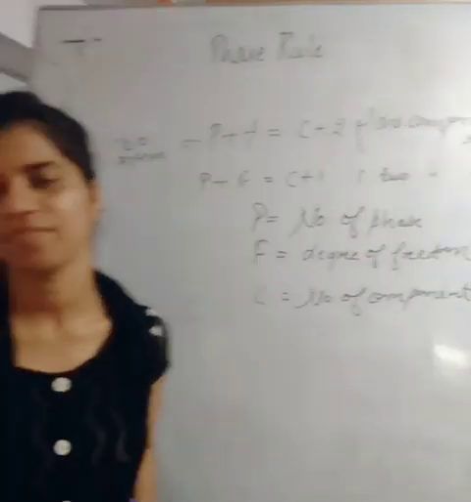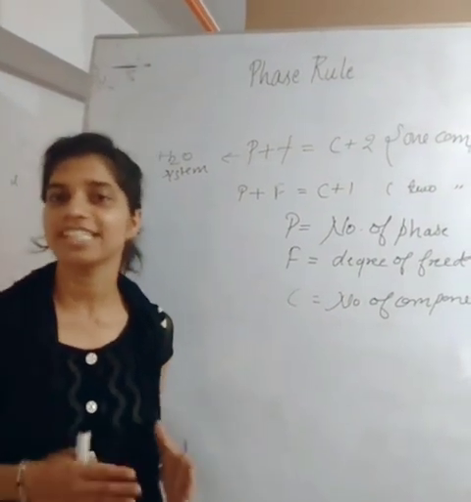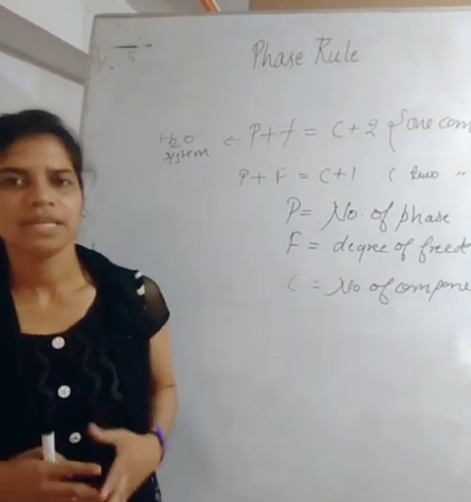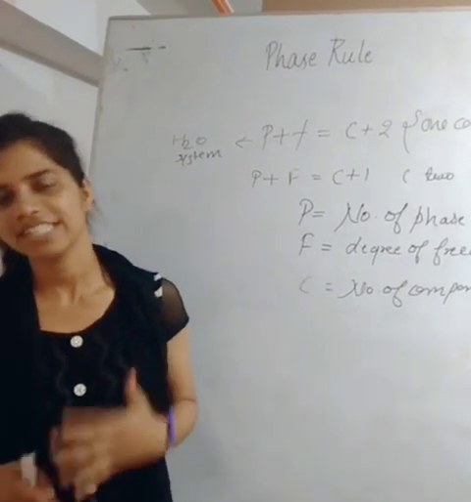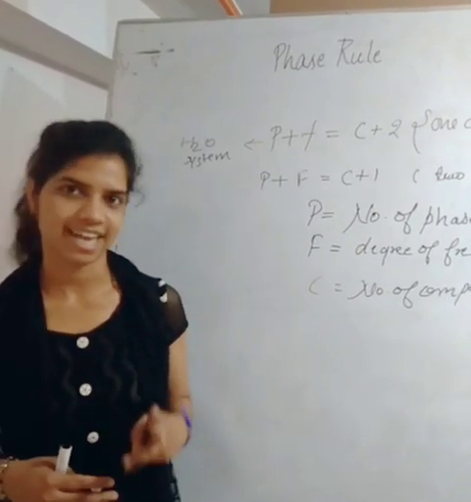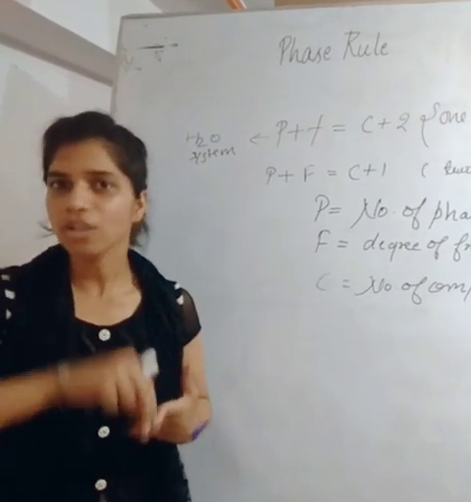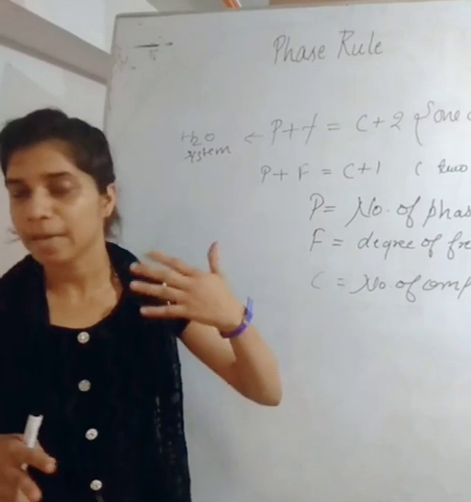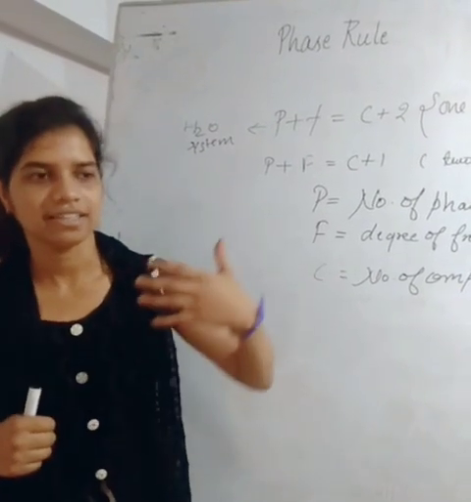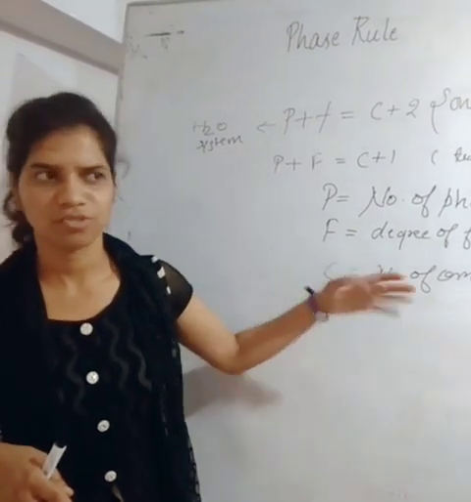First is phase. It is a homogeneous part of a system in which all the physical and chemical properties are the same throughout. For example, if we take water, it exists in three phases: solid, liquid and gas. It means that in the solid state, all the physical as well as chemical properties are those of solid, while liquid and vapor have the properties of their own constituent phases.